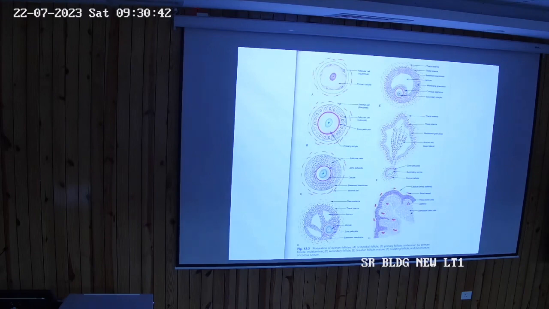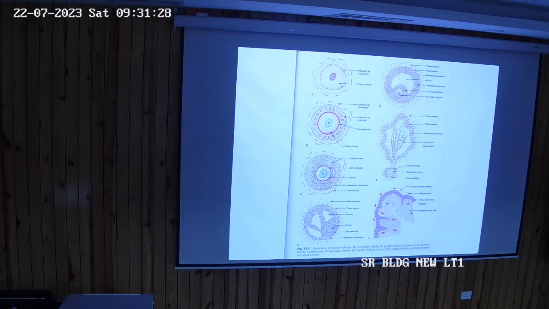Now come to this slide. Look here, the primordial follicles: the oocyte is very small in size, and it is surrounded by squamous follicular cells. In the next stage, the follicular cells become cuboidal, a single layer of cuboidal cells, and surrounding the oocyte you see this pink line, that is the zona pellucida. So the zona pellucida protects the oocyte from the surrounding follicular cells.